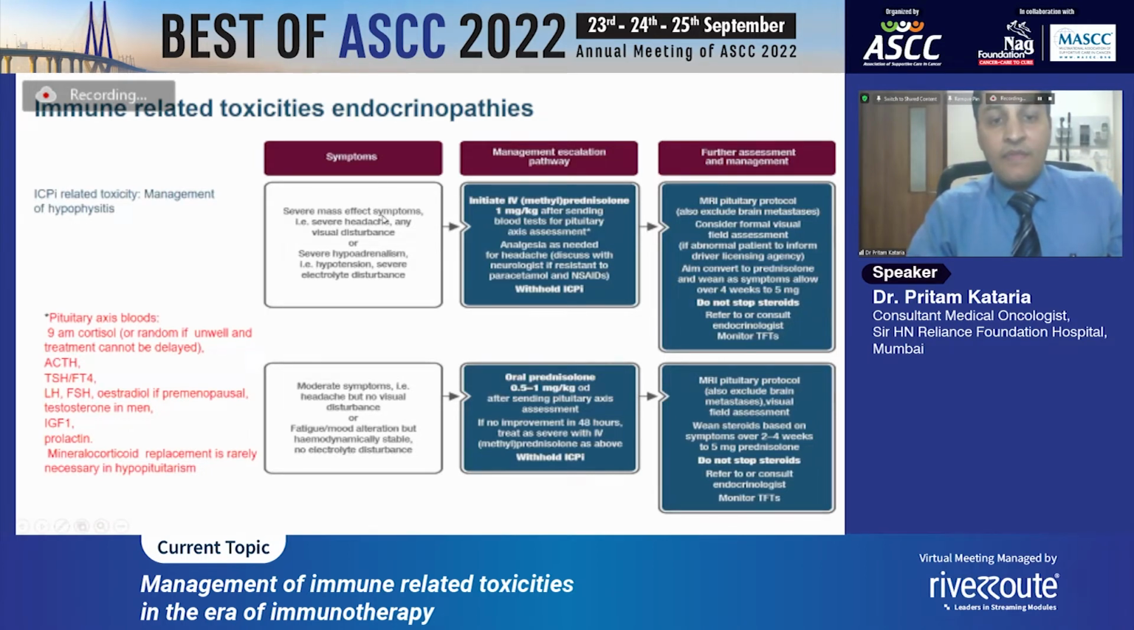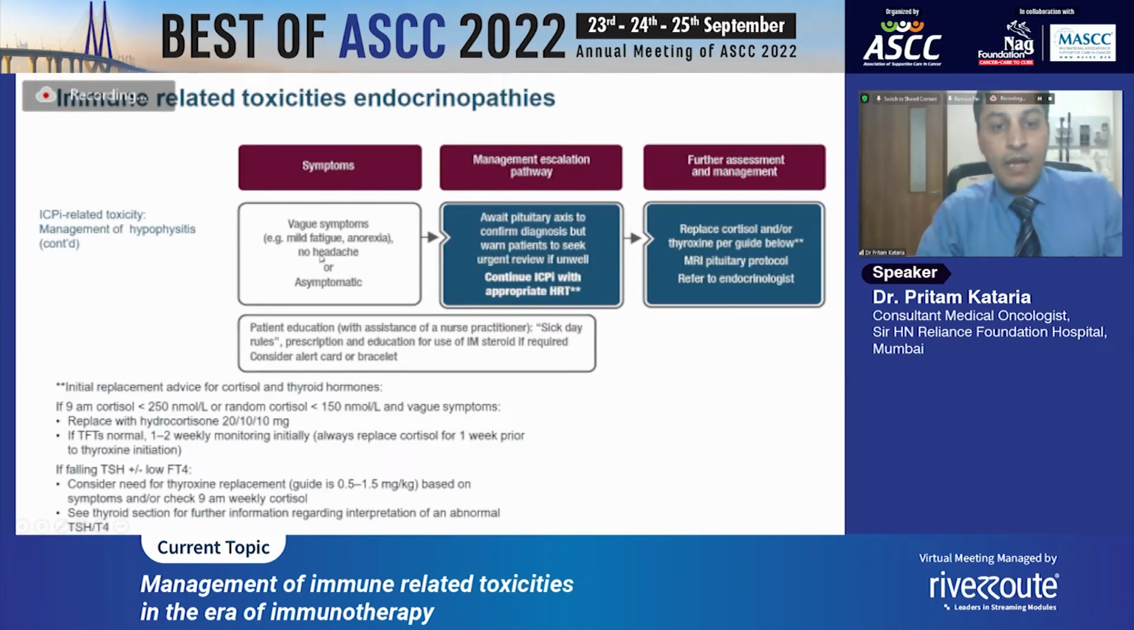If the patient is having hypophysitis in terms of severe mass effects, that is severe headache or visual disturbances, or patients having severe hypoadrenalism, that is hypotension, patients should be started on IV methylprednisolone. If there are moderate symptoms, that is a headache but no visual disturbances, we should start these patients on oral prednisolone. If there are vague symptoms like mild fatigue, anorexia, then we should continue the immunotherapy, and we should repeat the tests for the pituitary axis hormone levels.